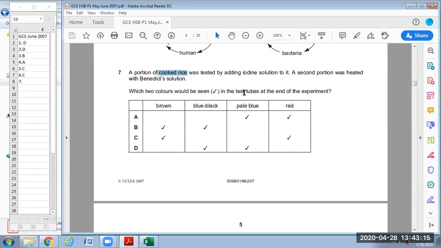Which two colors will be seen in the test tubes at the end of the experiment? Something is wrong with the options. It's supposed to be a tick by blue-black and a tick by red. Oh, so it's capital errors. Let me see what's the best answer. B might be the best answer. Blue-black and brown.